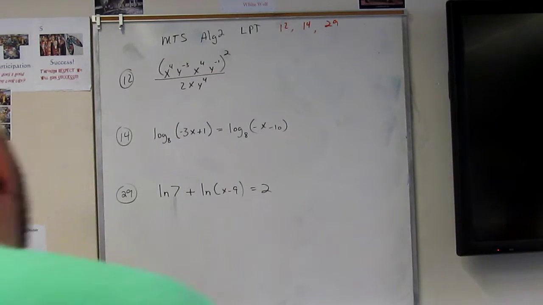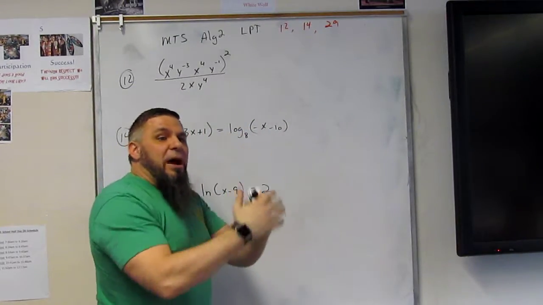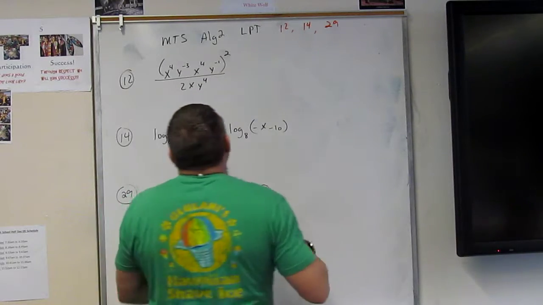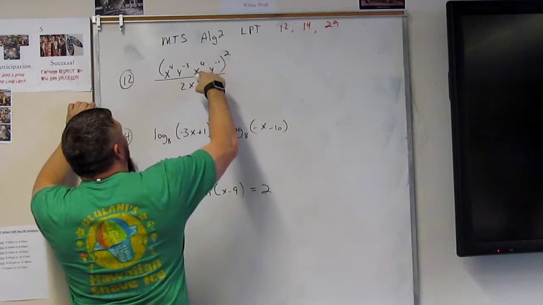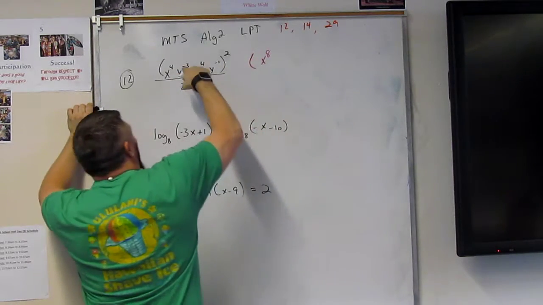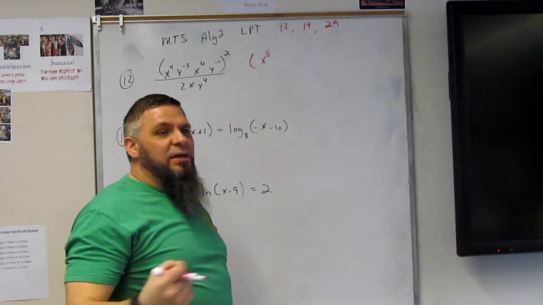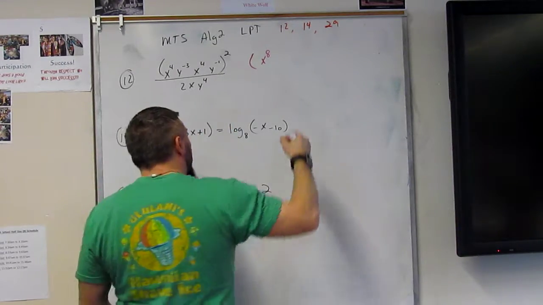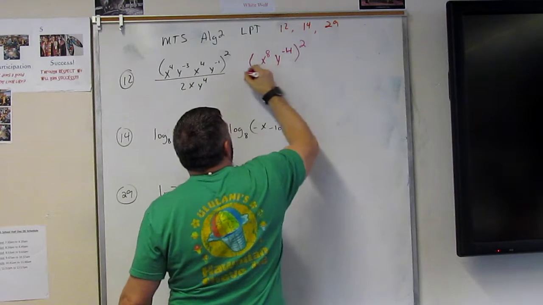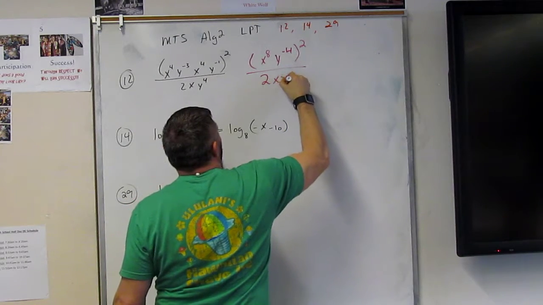Okay, so this first one, exponential rules. What do we do when we multiply powers at the same base? We add exponents, right? So x to the fourth and x to the fourth make x to the 8th. y to the negative 3 times y to the negative 1 makes y to the negative 4. And then that's still squared over 2x y to the 4th.